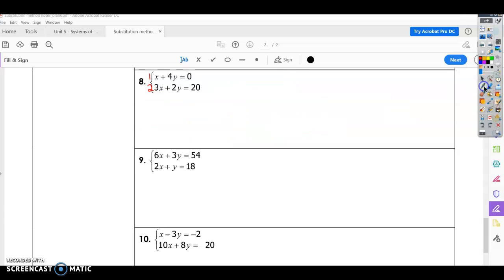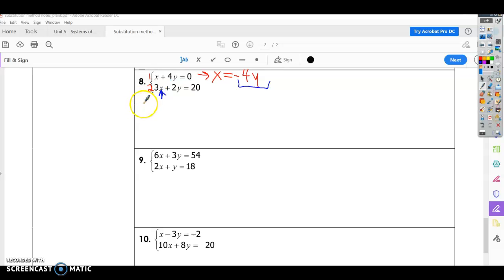Looking at number 8, I've got my first equation and my second equation. Again, my x on the first equation is by itself. So I'm going to choose that equation to solve for x. So I'm going to have x equals, I'm going to subtract 4y to the other side. Now I can put plus or minus 0, but it's not going to change anything, so I don't have to put that there. So now I'm going to take that and substitute this in place of x in my second equation.